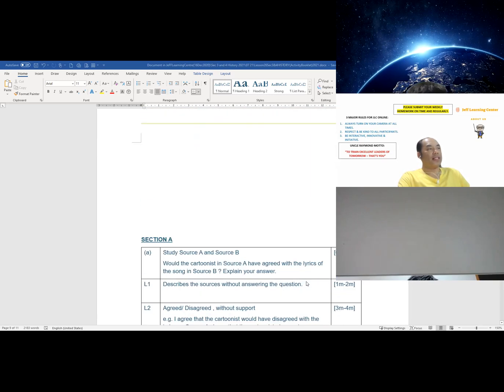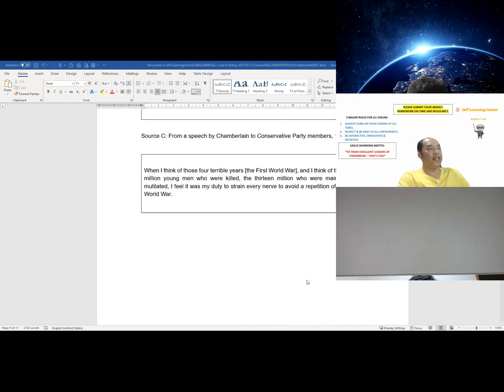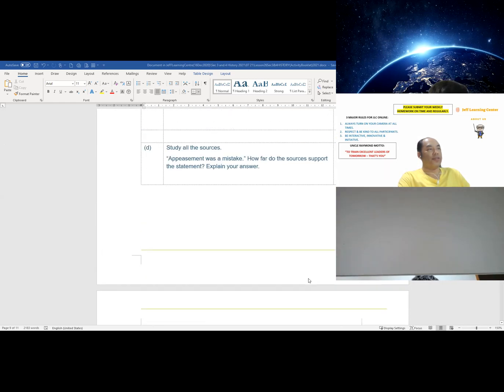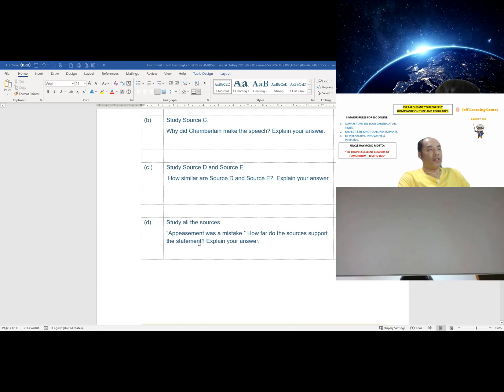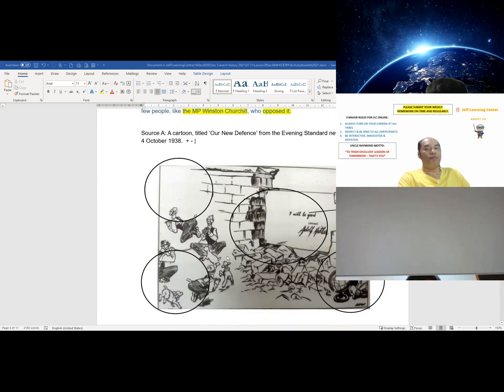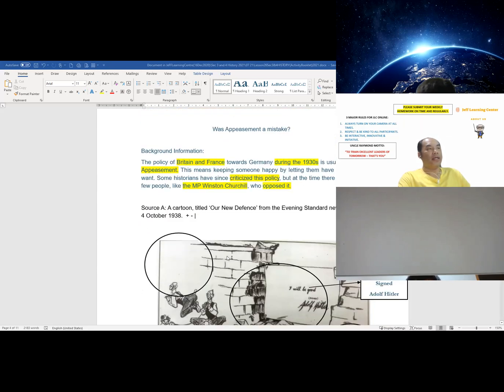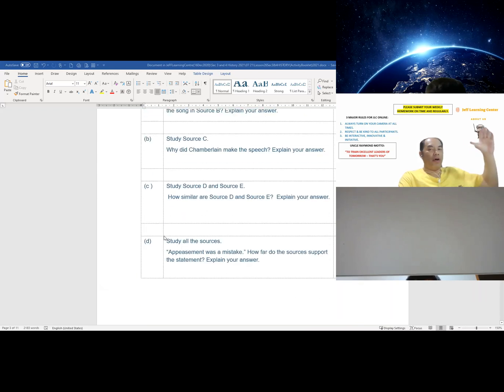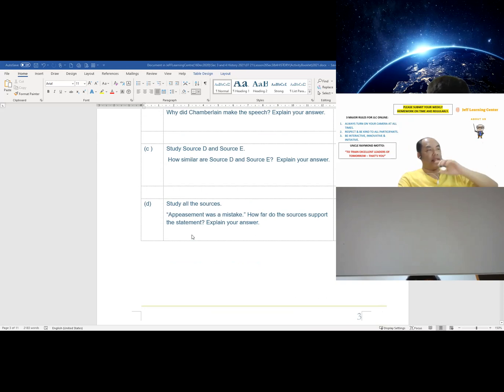Okay, so let's go to the last questions here. The last question we talked about here is, okay, study all sources. Appeasement was a mistake. How far do the sources support the statements? 7 marks. So this one, can you draw a line now on your foolscap? On your left hand side, your left arm is not support. On your right arm is support. Okay, so let's go quickly. Then we call it a day for this one. And then of course you have to submit in the Google Classroom, but I will show you my answer later.